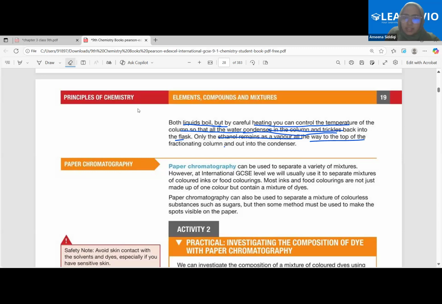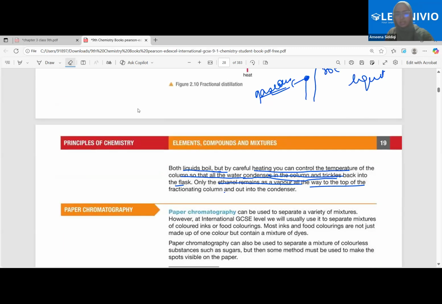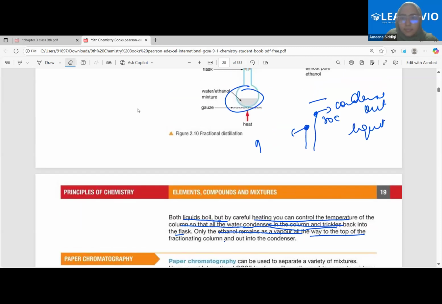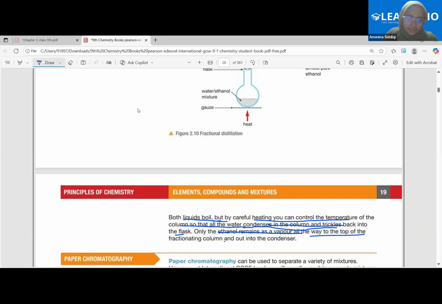Paper chromatography. What is it? Any idea about this? It is when you have paper in which you draw a line and then put dyes and you insert it in water and see the distance and the RF value. What is RF value?